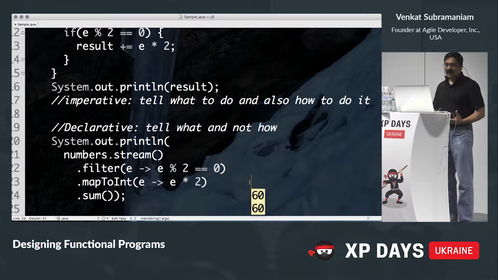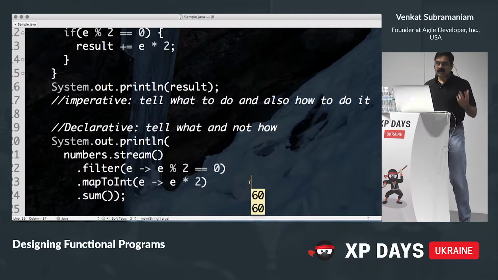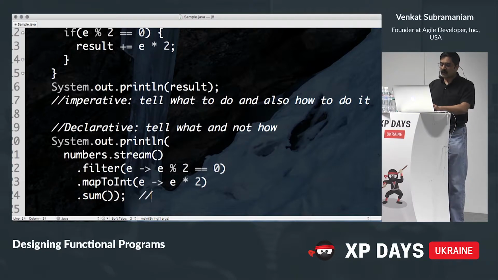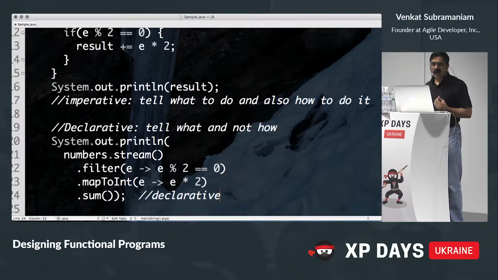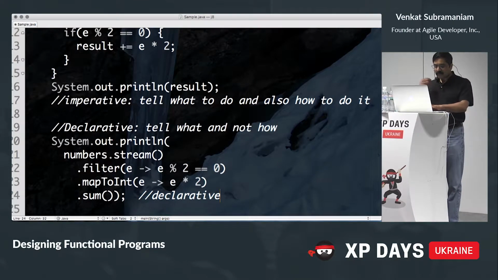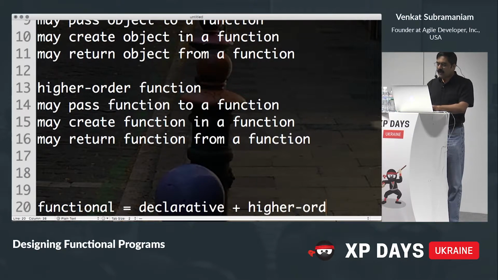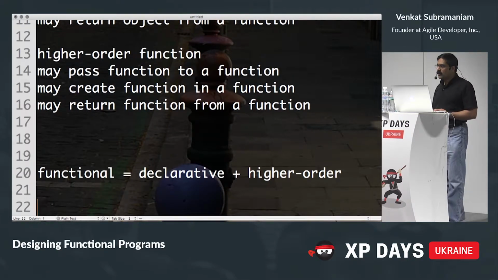But this is a declarative style of programming. Let's understand what we are doing in this code. If you look at this line of code, this is declarative. Why is it declarative? Because you tell what and not how. On the other hand, when it comes to functional code, I'm going to say functional is declarative plus higher order. So you're going to mix these two together to get your functional style code. And that's exactly what we're going to do here in this example.